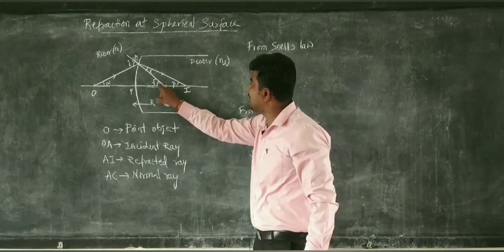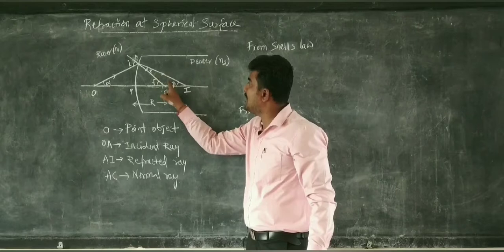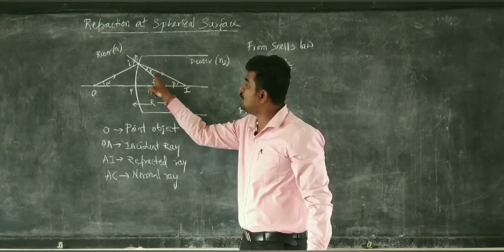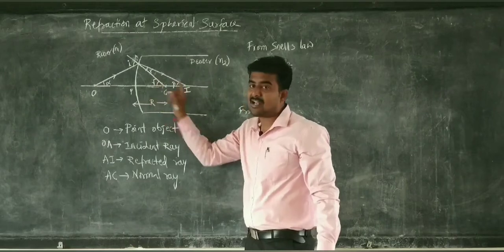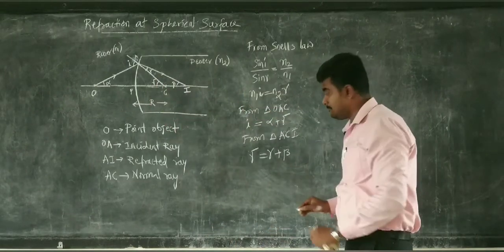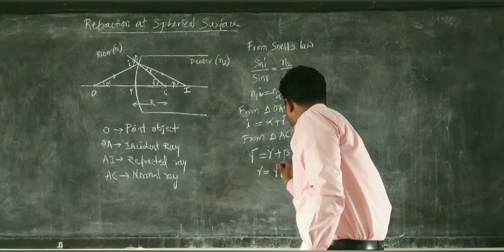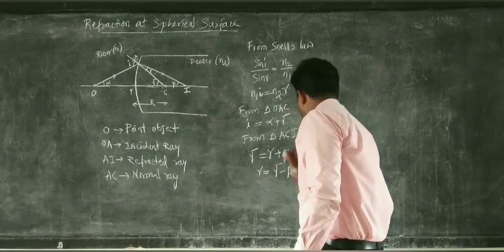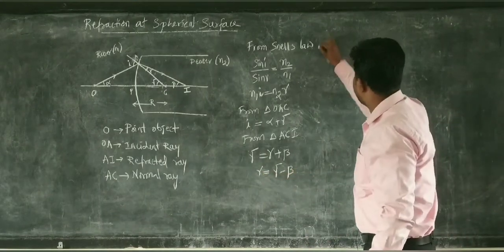This gamma is an external angle for R and beta. These R and beta are internal angles. The sum of these two internal angles must be equal to the external angle gamma. That is what I have written. Therefore, R is equal to gamma minus beta. This way I can write R is equal to gamma minus beta.